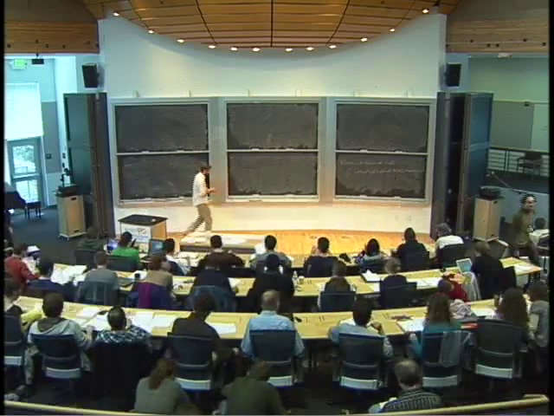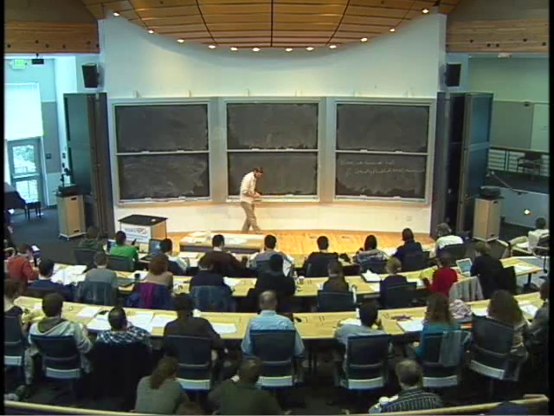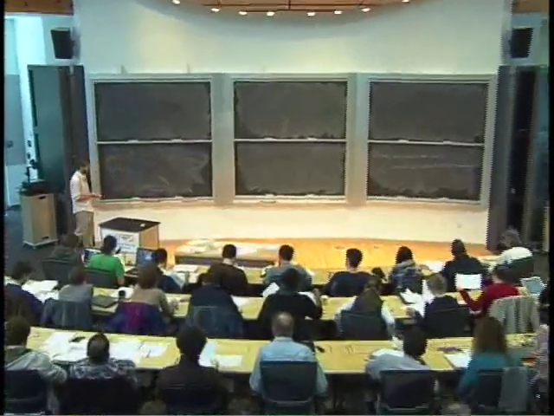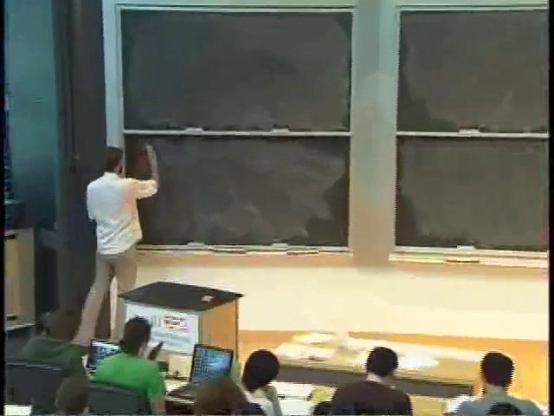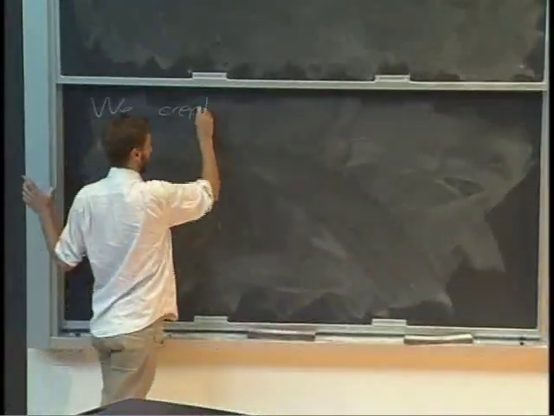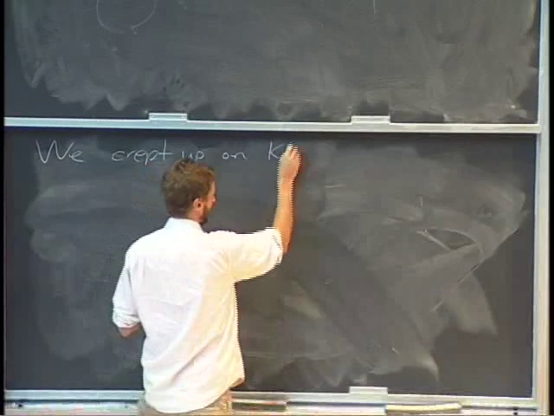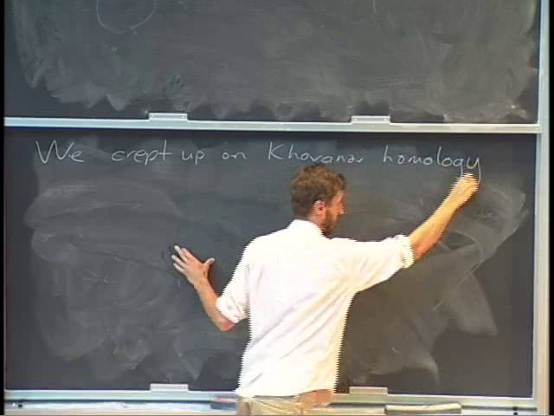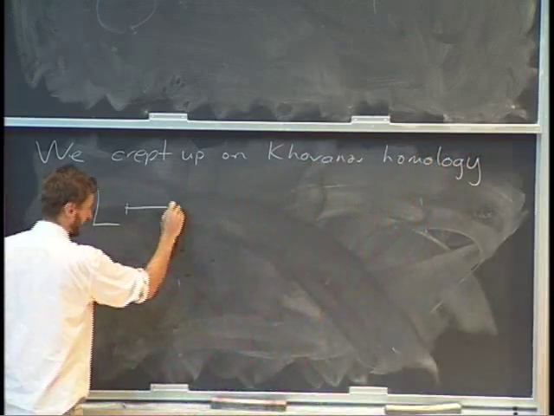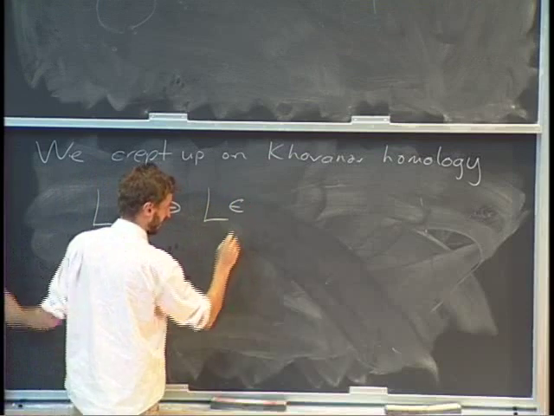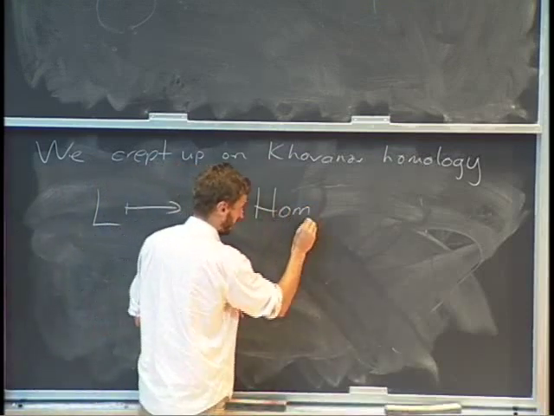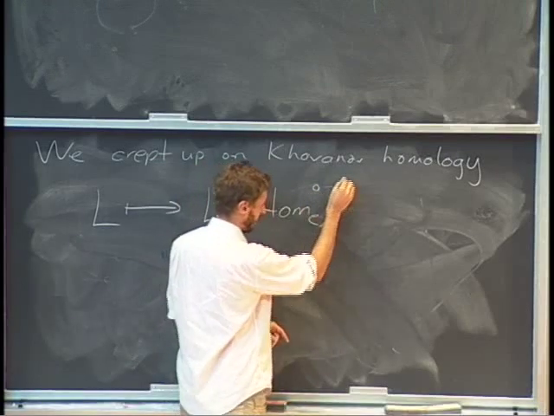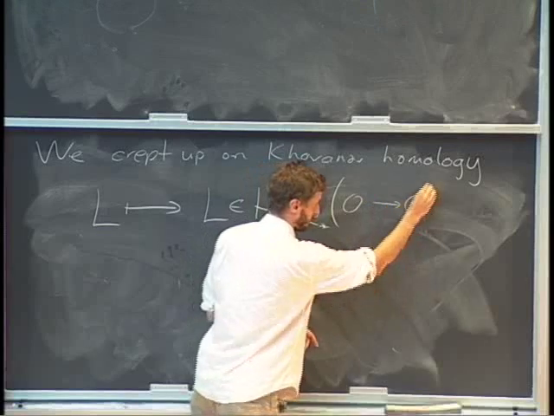So I left us yesterday in a sort of awkward spot where I'd given you this big and complicated definition of this tensor category that I'd called C star. And I'd said that we'd crept up on the definition of Khovanov homology. The idea is just that the invariant of some link is, well, you think of that link as giving you an element of some Hom space in this category C star, and it's just Hom from 0 points to 0 points.